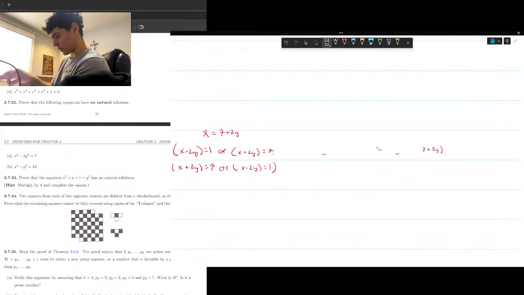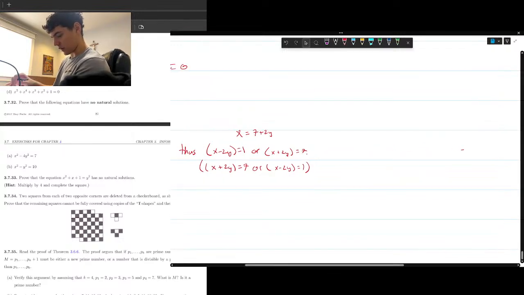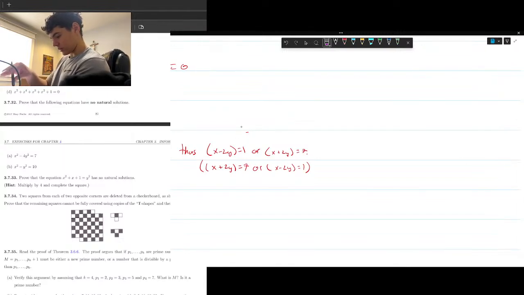Wait, I messed up somewhere. I think I used the same equation. No, I didn't. Why am I having so much trouble with this? I see why. I'm stupid, that's why.